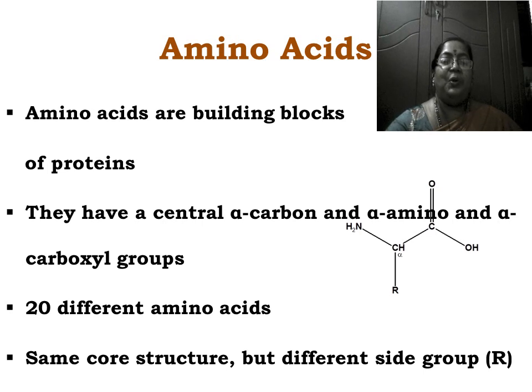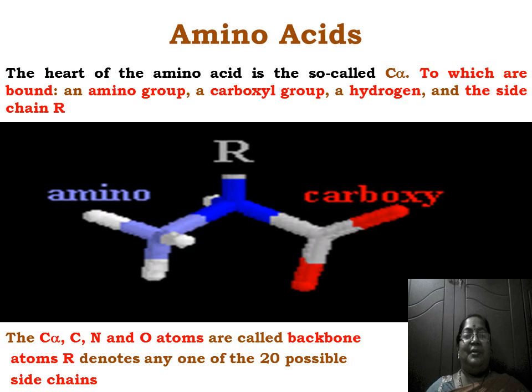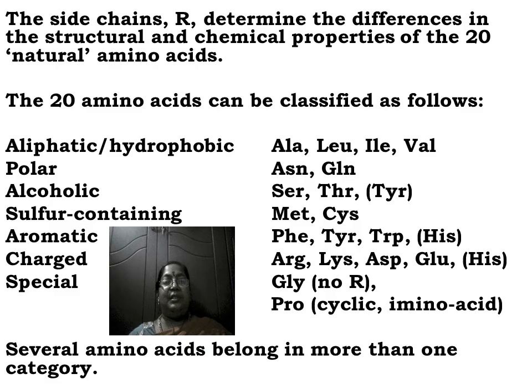They have the same core structure but differ in the nature of their side group, which is otherwise known as the R group. The heart of the amino acid is the so-called C alpha, to which there is attachment of an amino group, a carboxyl group, a hydrogen and a side chain R. The C alpha, carbon, nitrogen and oxygen atoms are called backbone atoms. R denotes any one of the 20 possible side chains. The side chains determine the differences in the structural and chemical properties of the amino acids.